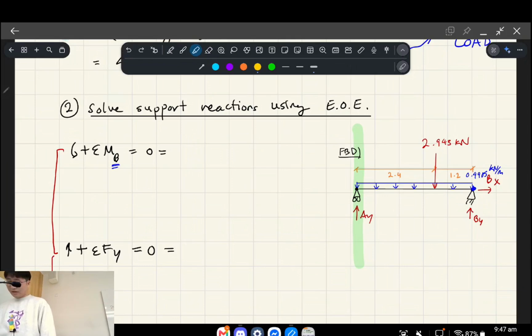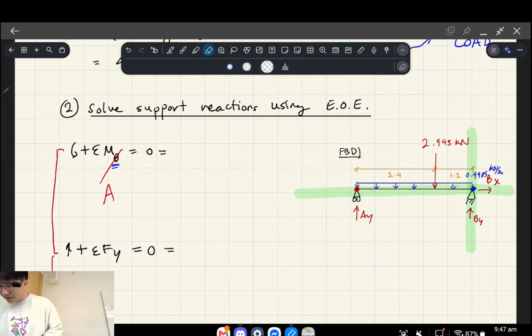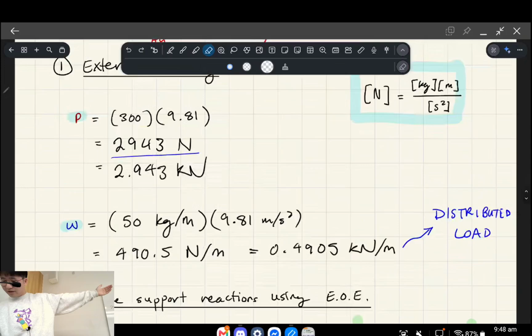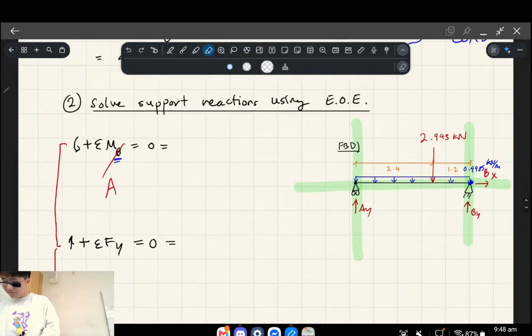Just as a thought experiment, there's one other point that we can choose. Instead of B, we could have chosen to take the moments about A, looking from here, so this is where the camera starts. This line and this line coincide with that point, in which case we would be solving for By instead, okay? But how I've done the working out is we've chosen point B, so we're going to be working out the unknown Ay, okay?